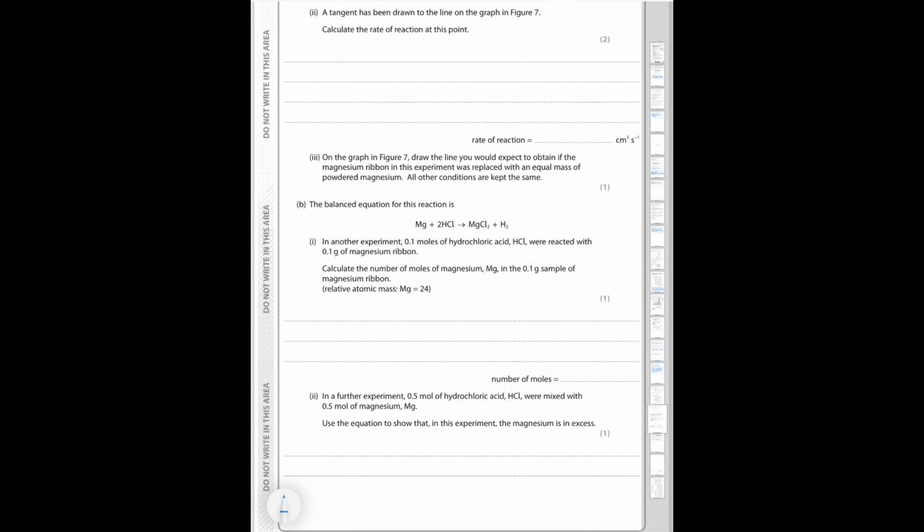A tangent has been drawn to the line on the graph in figure 7. Calculate the rate of reaction at this point. So to calculate the rate of reaction, we have to do change in y for the tangent divided by change in x.